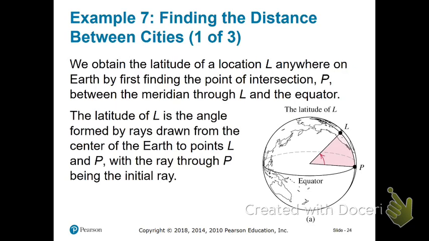All right, so moving on to example 7, finding the distance between cities. It says we obtain the latitude of a location L anywhere on Earth by first finding the point of intersection P between the meridian through L and the equator. The latitude of L is the angle formed by rays drawn from the center of the Earth to points L and P, with the ray through P being the initial ray.